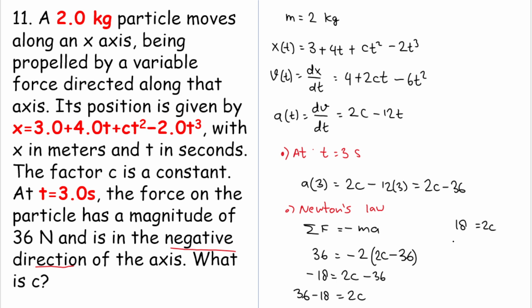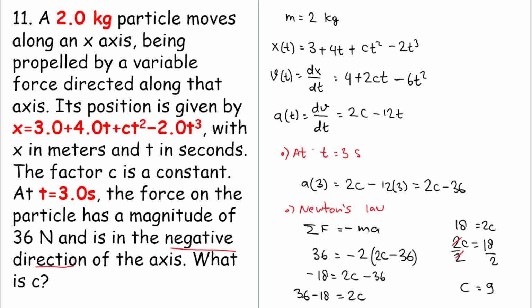Or we can just flip this, so I'll have 2c is equal to 18, and we can divide both sides by 2. Good. And that will be our c here, because 2 and 2 will cancel each other. And then 18 divided by 2 will be 9, right? And the unit here will be meters per second squared.